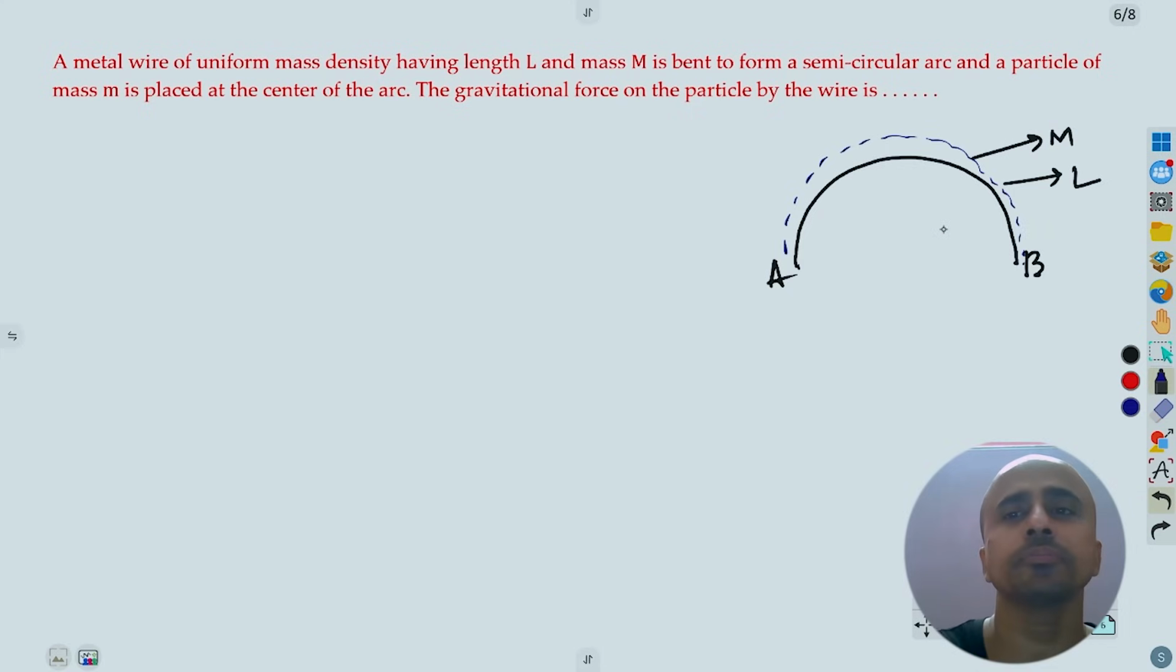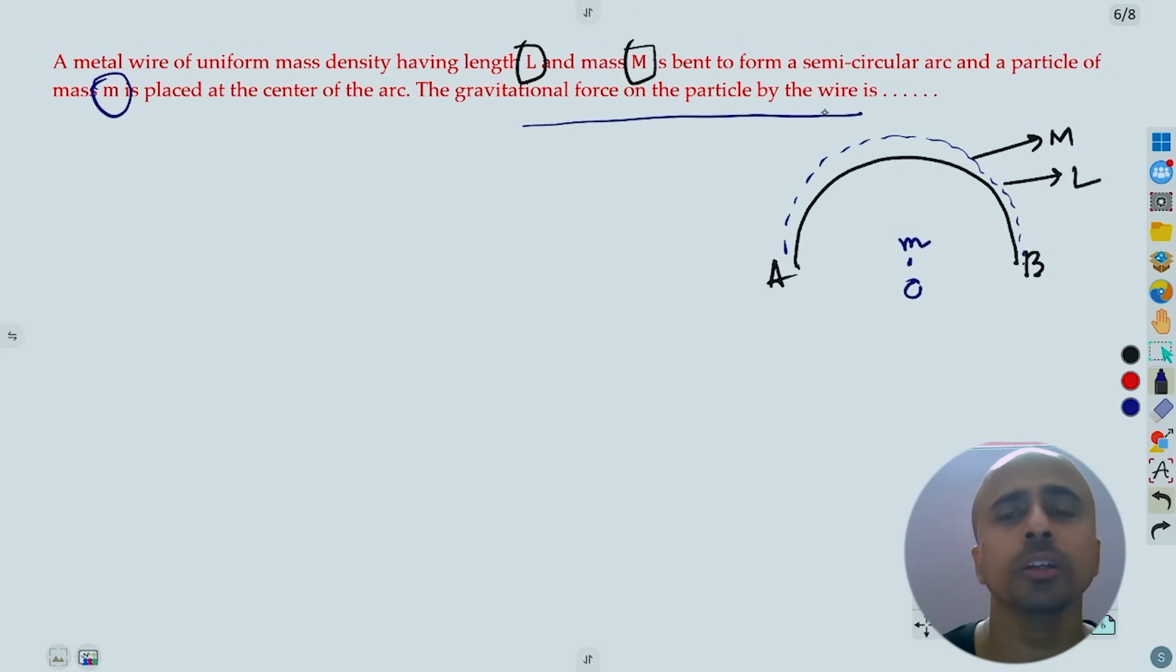Okay, now a particle of mass M is placed at the center of the arc. Let's say this is the center O, and the particle M is placed here, and we have to determine the gravitational force on the particle by the wire.